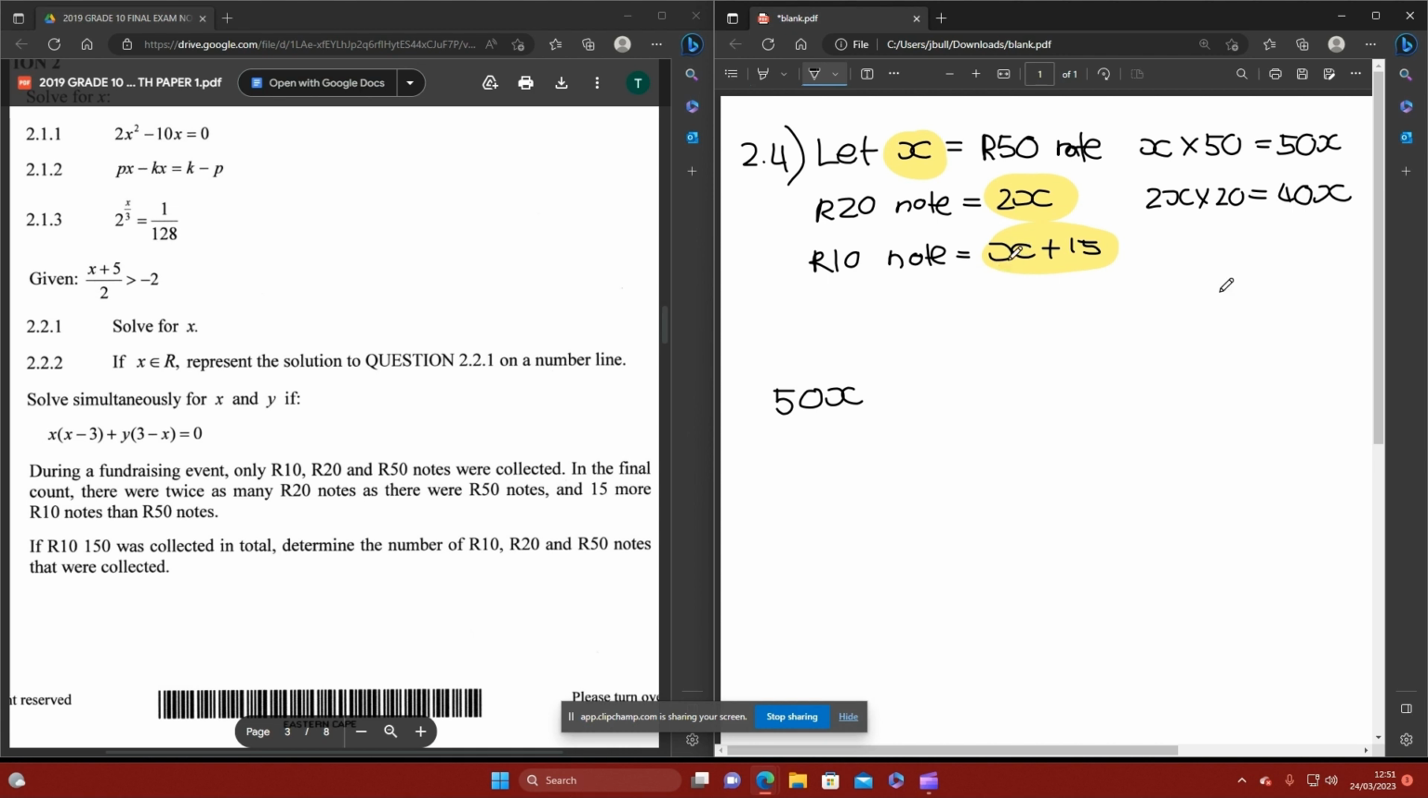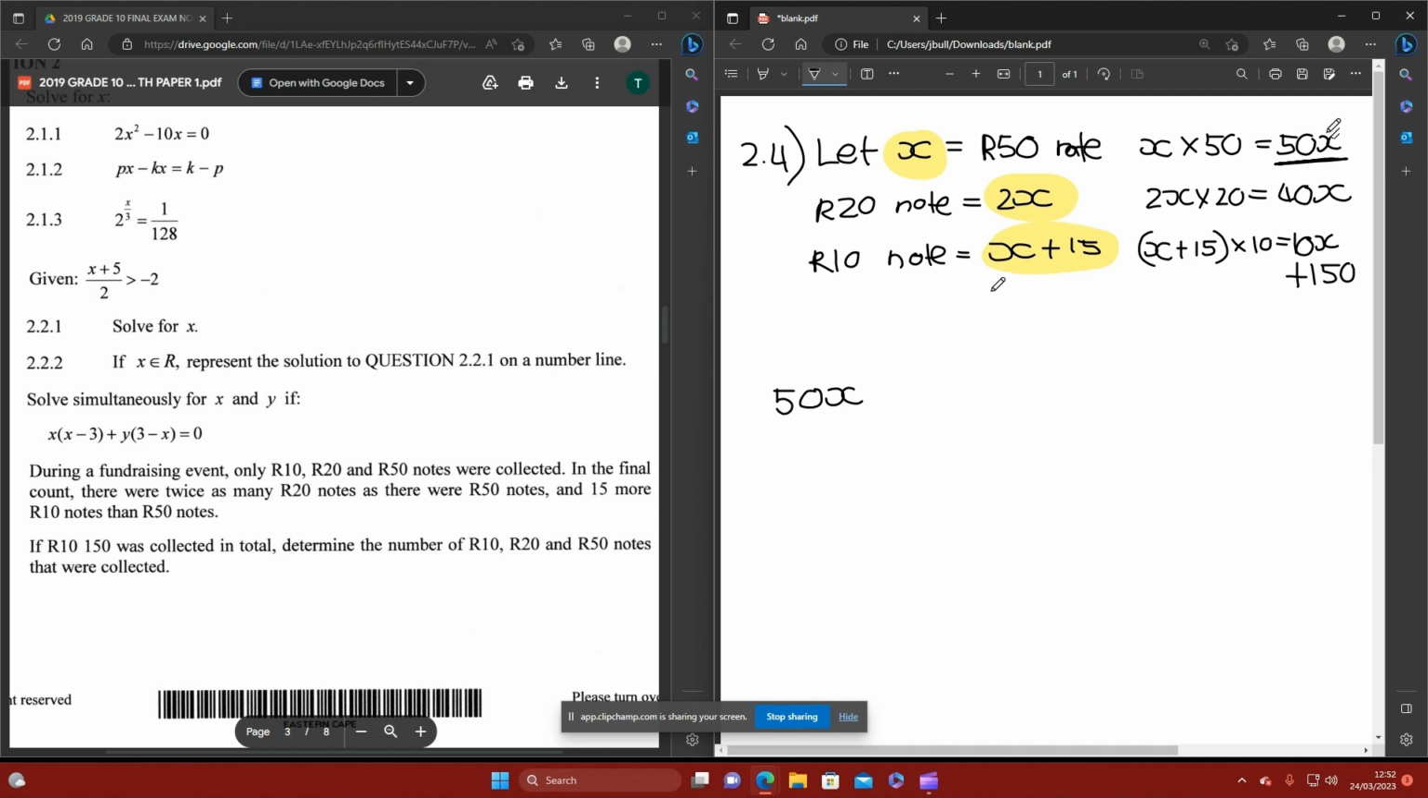And then my 10 Rand notes, I've got x plus 15 of these 10 Rand notes. So x plus 15, we're going to times that by 10 to get the total value of those 10 Rand notes. Okay, so 10 times x is 10x. 10 times 15 is 150. Okay, so now I've got it into this form. The reason why we're doing this is we're working out the value. So if I said to you, I've got 10 50 Rand notes, I could say then x is 10, times 50 would give me 500 Rand. That would be the value of those 10 50 Rand notes.